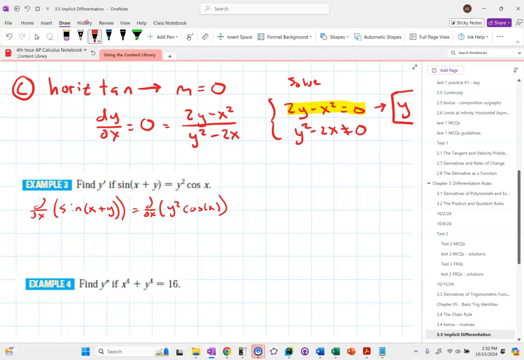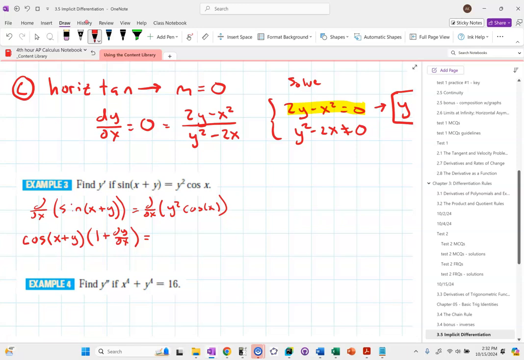Chain rule. So the derivative of the outside is cosine, and then the insides. And the derivative of the inside, what's the derivative of x plus y? 1 plus dy dx. Everybody feel okay there?